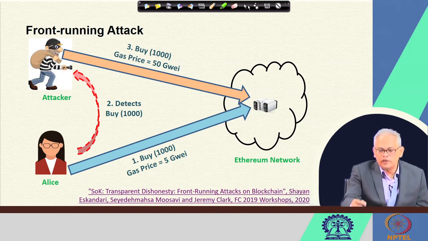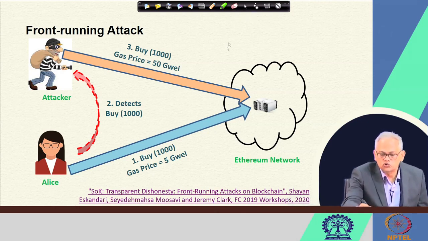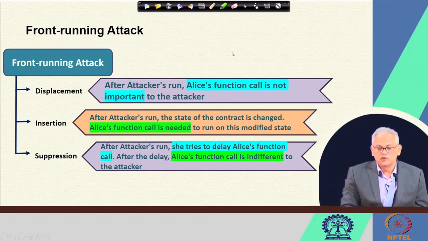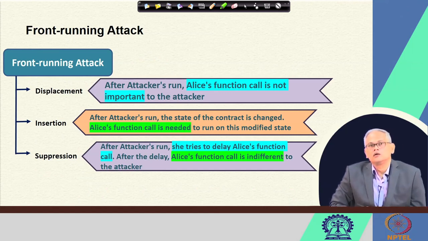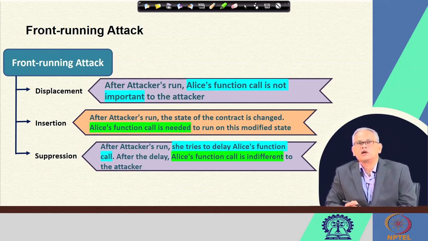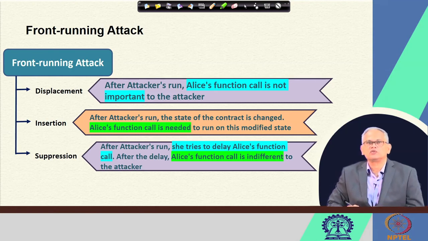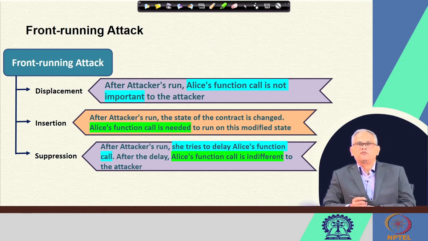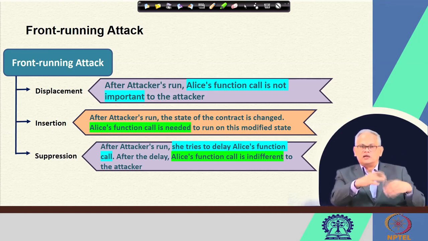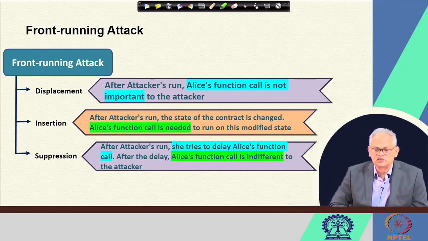This particular paper, as we showed, classifies these front running attacks into 3 types. One is called displacement, the other is insertion, and finally the third one is suppression. So, in the displacement type of front running attack, after the attacker's run, so the attacker has carried out some transaction which we denote as attacker's run, Alice's function call is not important to the attacker.